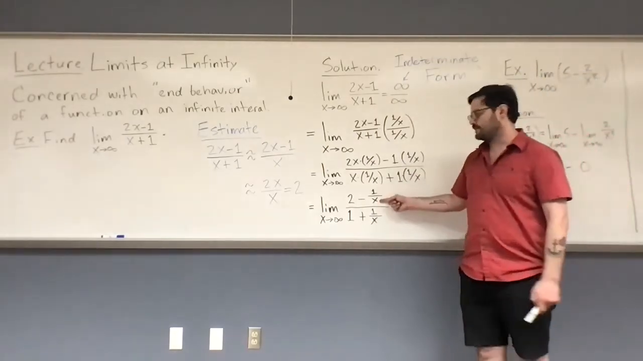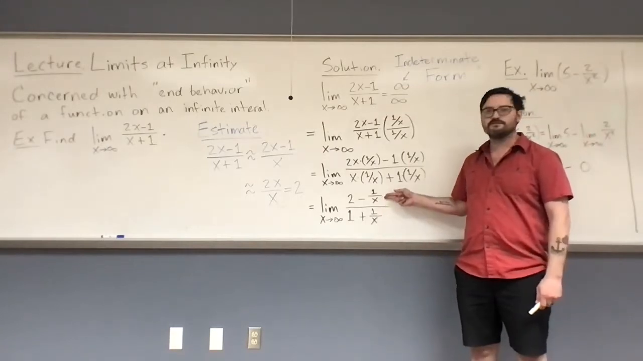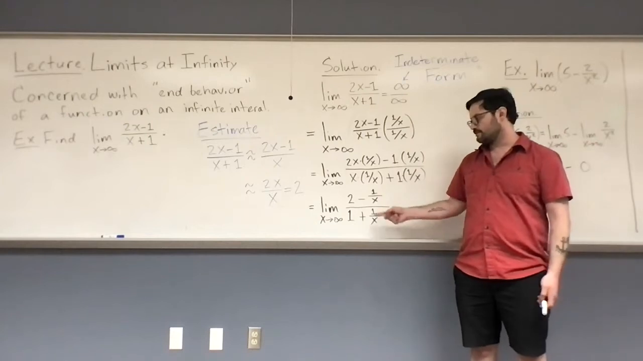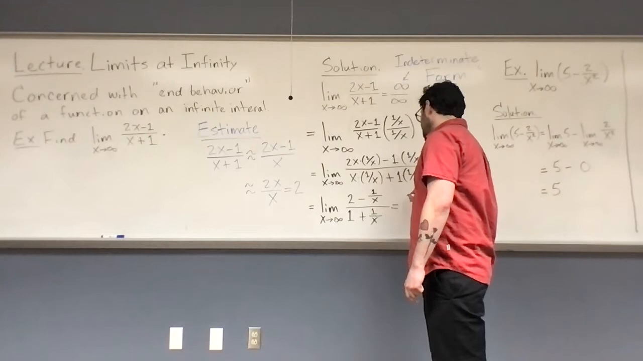Because we have a constant divided by x, a constant divided by x. As x gets arbitrarily large, what is that equal to? 0, right there. That's a 0. What are we left with? 2 over 1. Exactly.